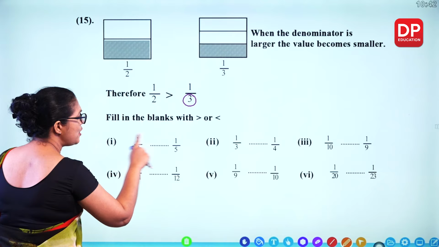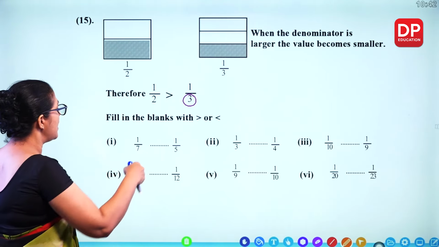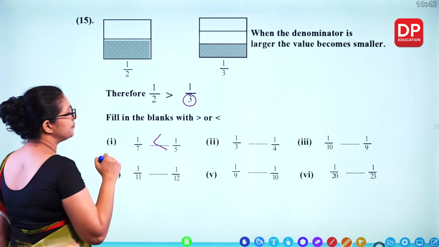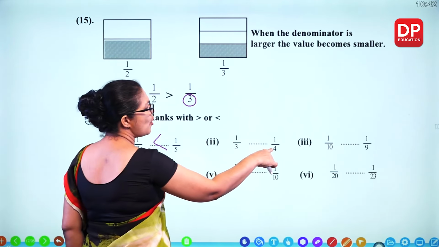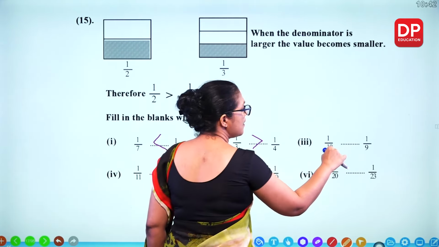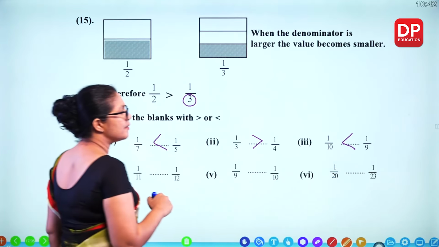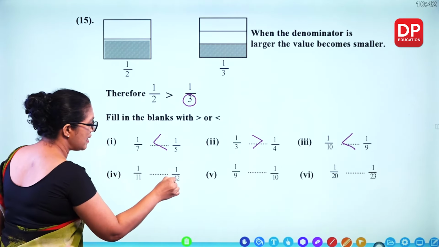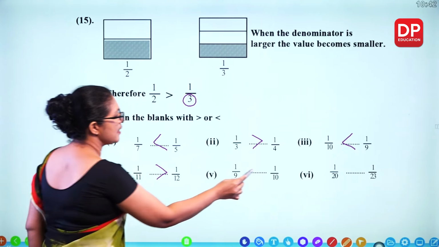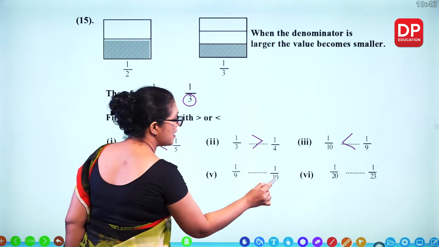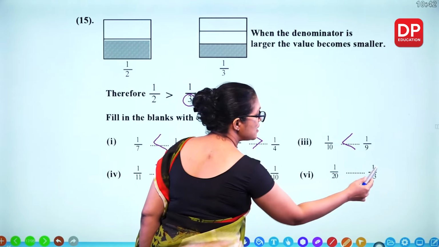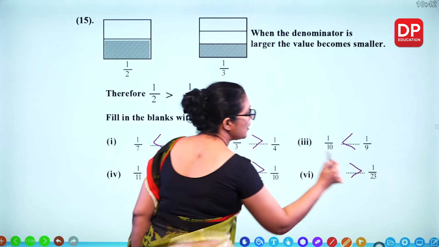In this one, same numerator. So which one is bigger? Bigger the denominator, the value is smaller. Bigger the denominator, value is smaller. 11 and 12, bigger the denominator, value is smaller. Here 9 and 10, 10 is bigger. Bigger the denominator, the value is smaller. 20 and 23, 23 is bigger, so the value is smaller.